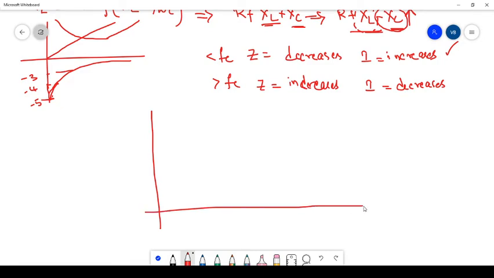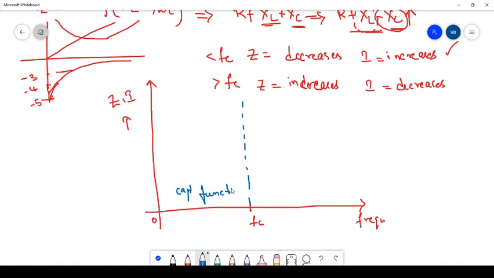On the x-axis, I am going to take the frequency. Here I am representing the cutoff frequency, Fc. On the y-axis, I am going to represent two parameters, Z and I, to calculate the relation between Z and I. Before Fc, the circuit is a capacitive function, and after Fc, it is an inductive function.